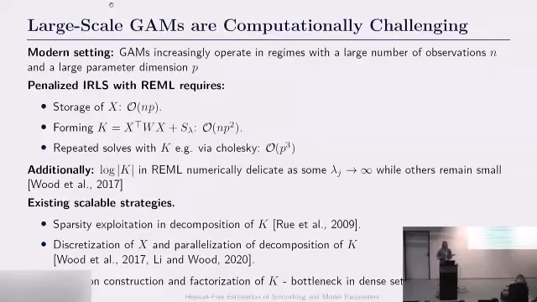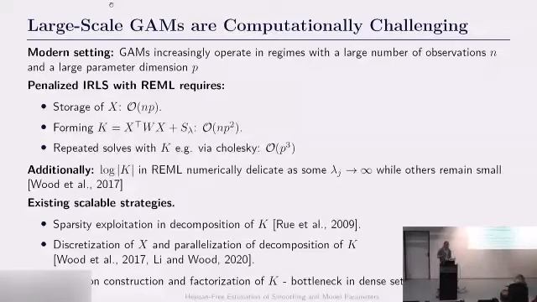So I need some kind of Cholesky decomposition of the K, and this is cubic in the number of parameters in terms of complexity. And additionally, for the REML updates, I have those log determinants in K, which can become numerically unstable if some of the smoothing parameters go to infinity while others remain small. And that is totally plausible if I have many different smoothing parameters.